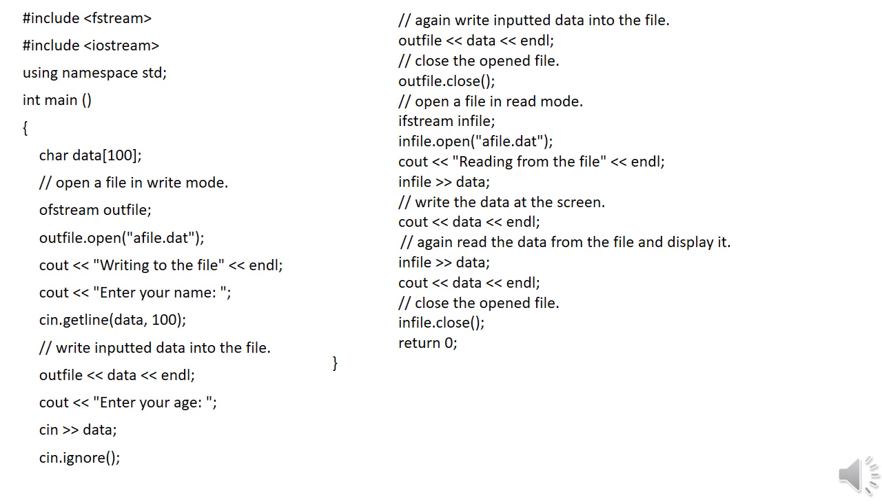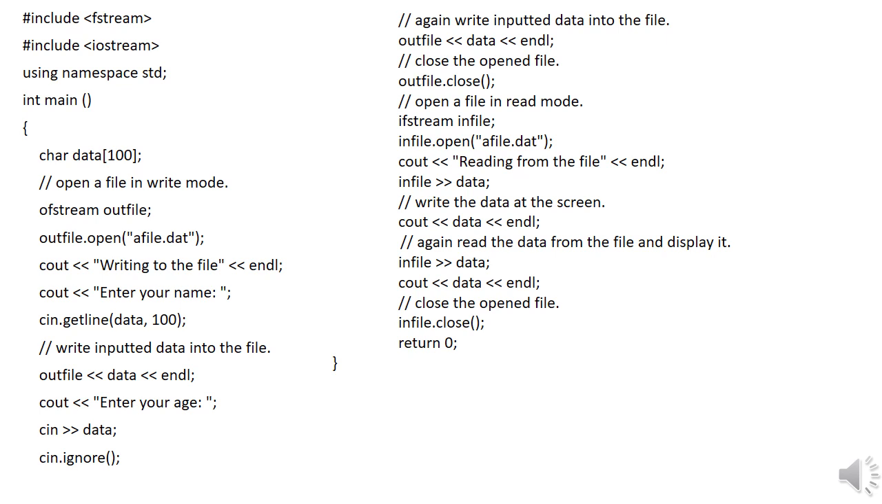This is an example of a simple file program in C++. In this example, we are going to discuss how to open a file in reading mode and writing mode. Then we will discuss how to write information or data into a file. Then we will discuss how to read data from a file and display it on the screen.